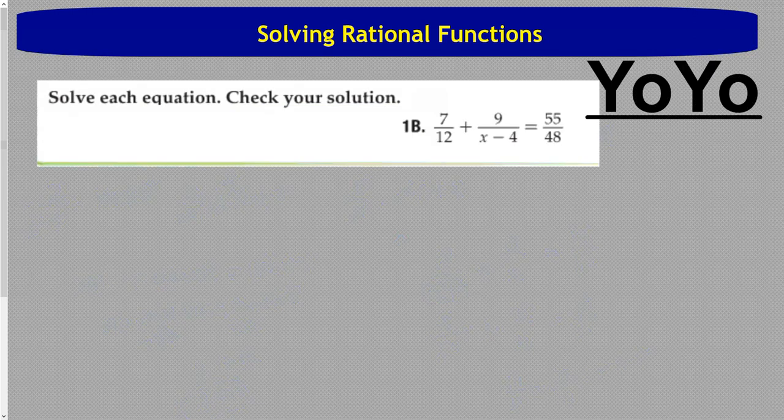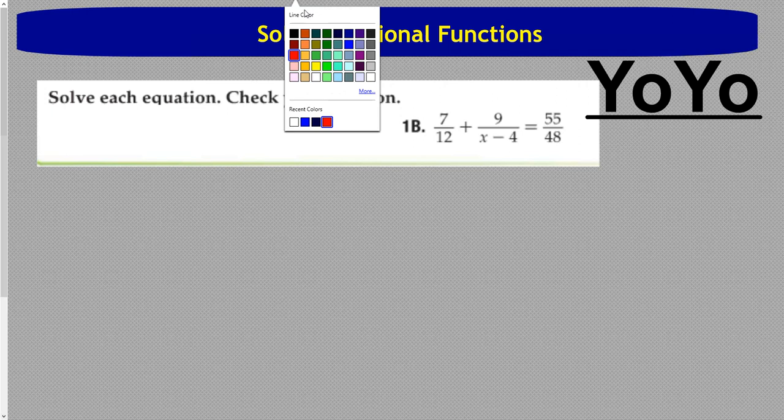Okay, I want you to try this one on your own. So pause the video for 2 or 3 minutes, tackle this one, and then come back and we'll see if we got it right.